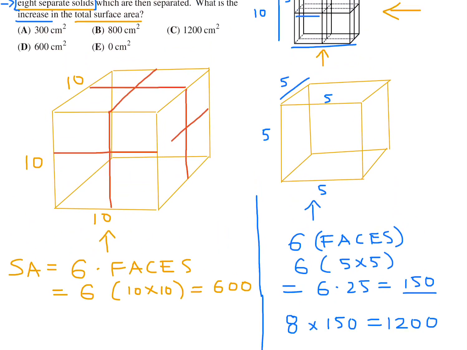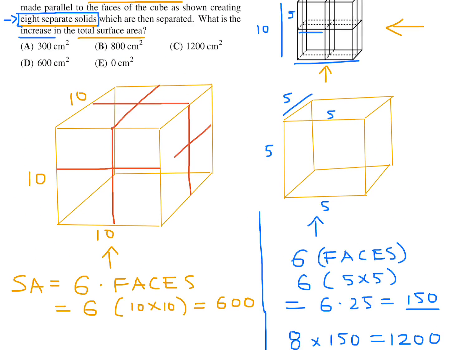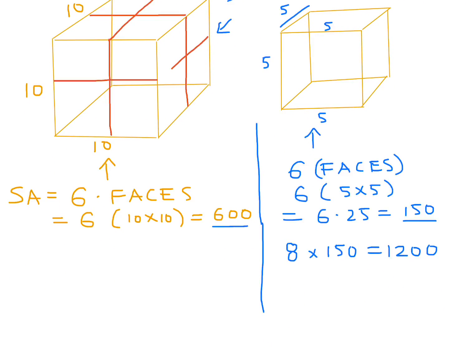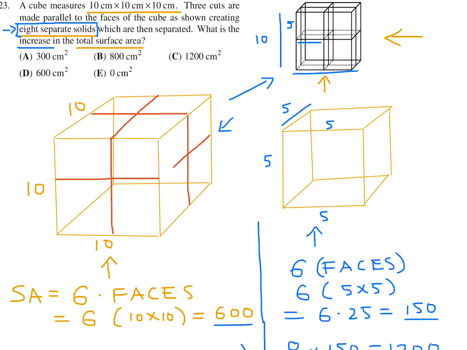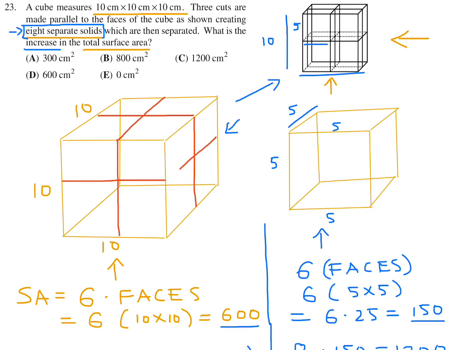So what is the question asking us? What is the increase in total surface area as you go from this to that? Well, you had initially a surface area of 600, and then you went to a surface area of 1200. So that is an increase of 600 when you go from 600 to 1200. So that would be choice D.